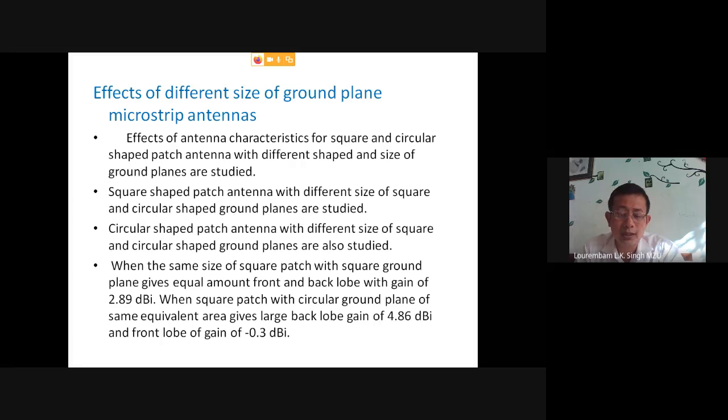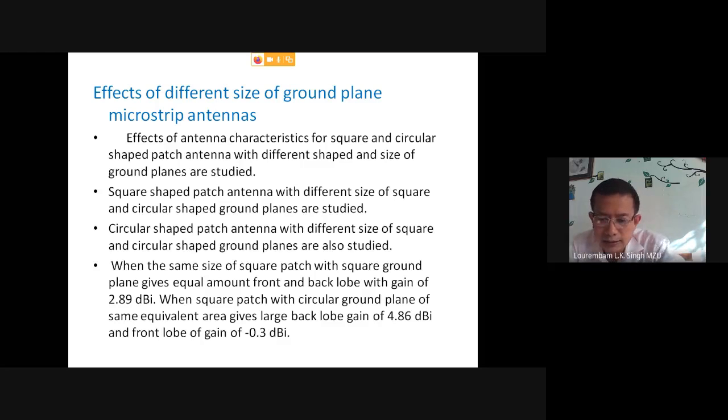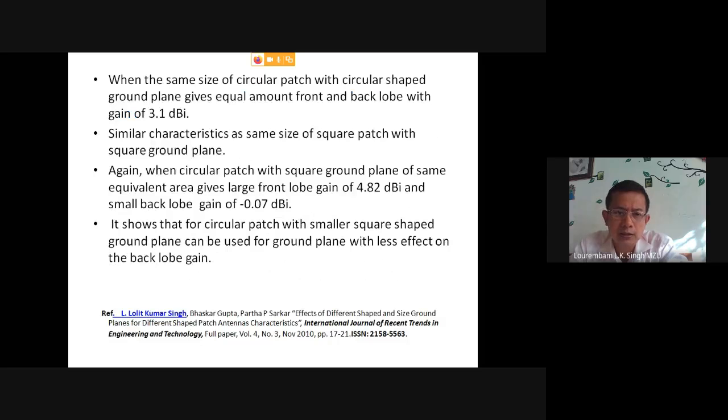But for the square patch with the circular ground plane of the same equivalent area, we found that the lobe which should radiate on the patch side is not radiating, and it is radiating mainly on the back side. So we found a large back lobe in the case of the square patch with the circular ground plane. We will show that result also.